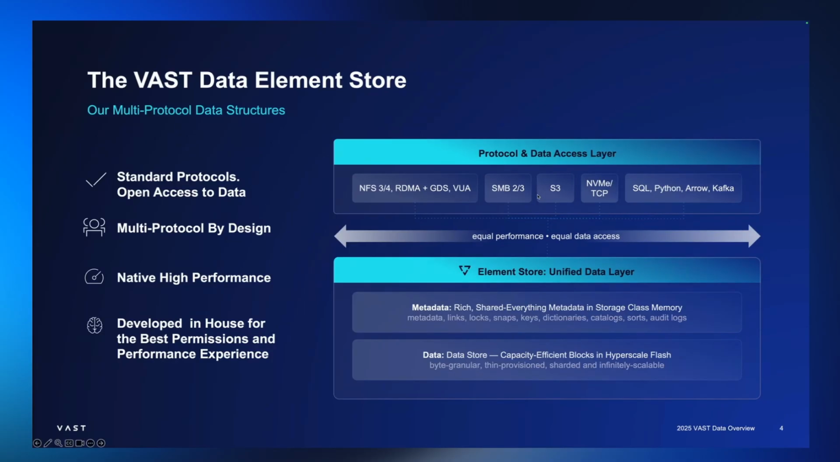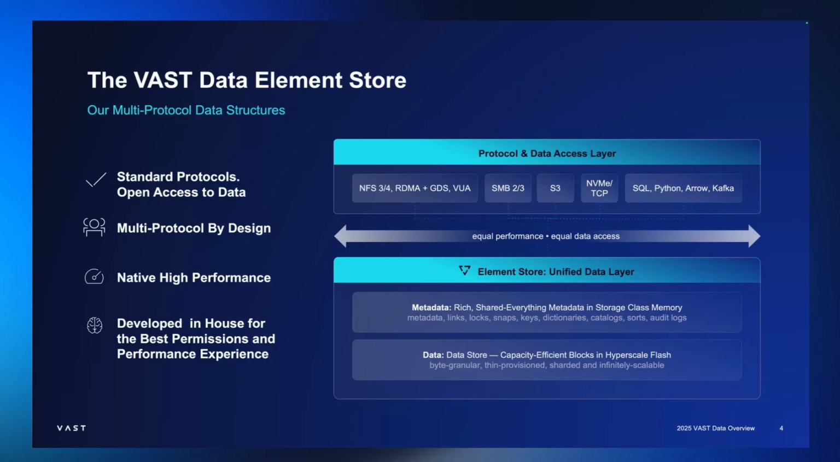On the front end, all the protocols that we have within VAST, whether it be NFS v3, SMB, S3, NVMe over TCP, Kafka, or database, are all strictly protocols to access the element store.